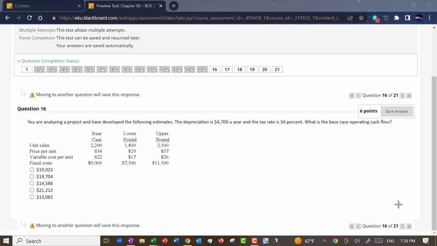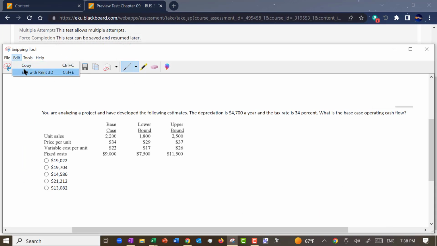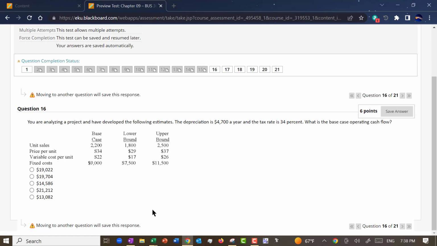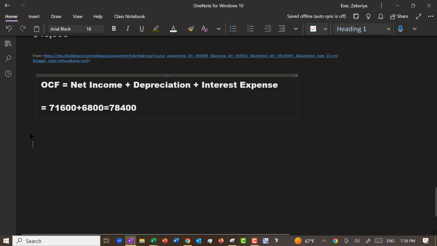Base case, lower bound, upper bound. So we're going to figure out base case operating cash flow. This one is easy. Just use these, okay?